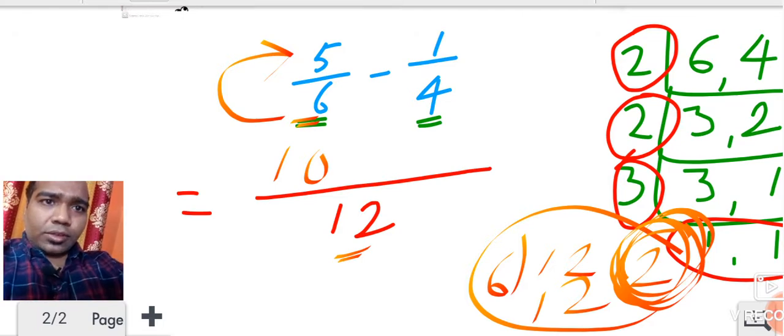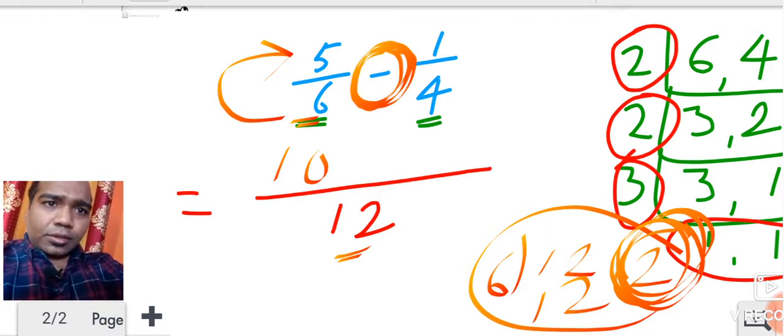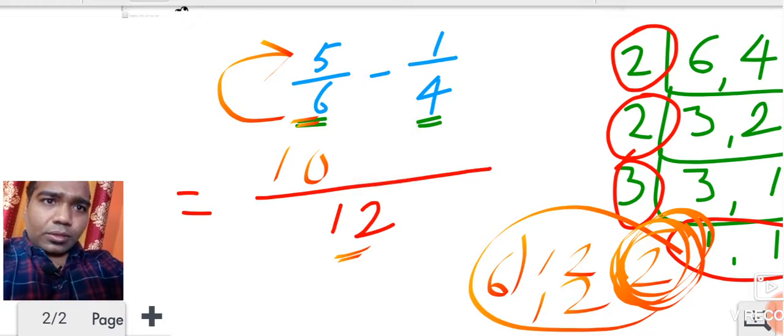Now here you can see minus sign is there. Can you see here? Minus sign is there. So here also you'll write minus sign. Okay. So here we'll write minus.